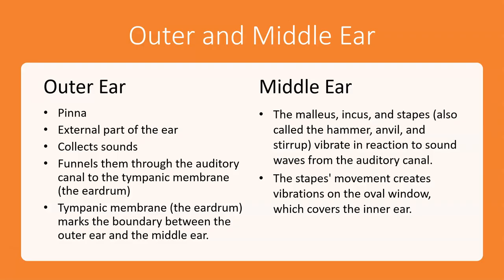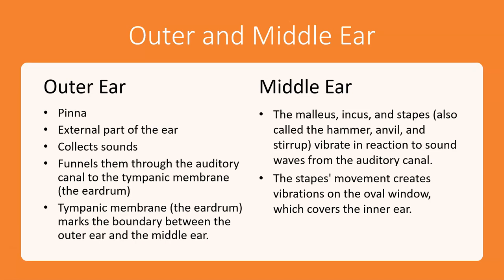The outer ear includes the pinna, which is the external part of the ear. It collects sounds and then funnels those sounds through the auditory canal to the tympanic membrane. The tympanic membrane, which is also referred to as the eardrum, marks the boundary between the outer ear and the inner ear.